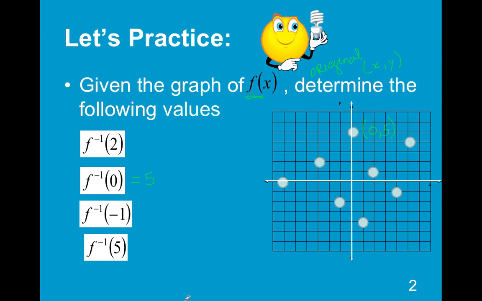It is not true that on the inverse graph, 0 gives you 5. That is true on the original graph. But what is the number one fun fact of inverses? If 0, 5 is on the original, what is on the inverse?